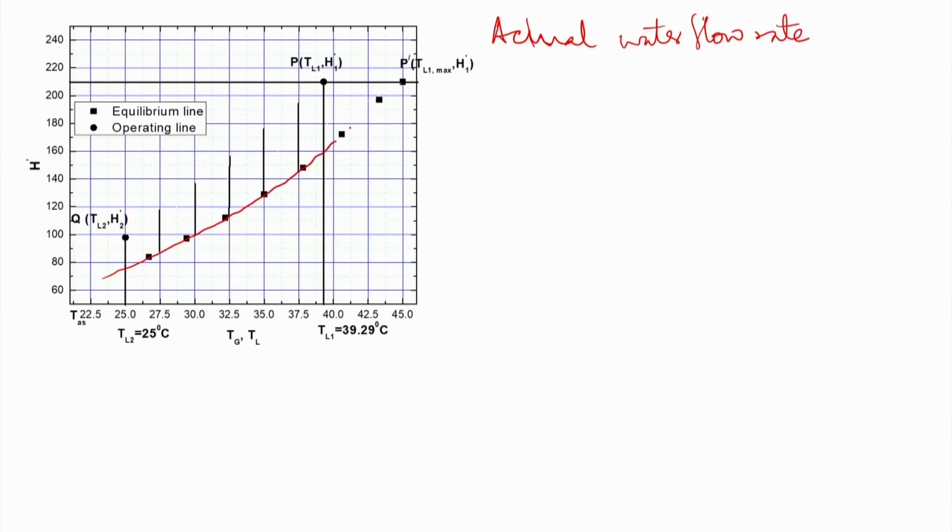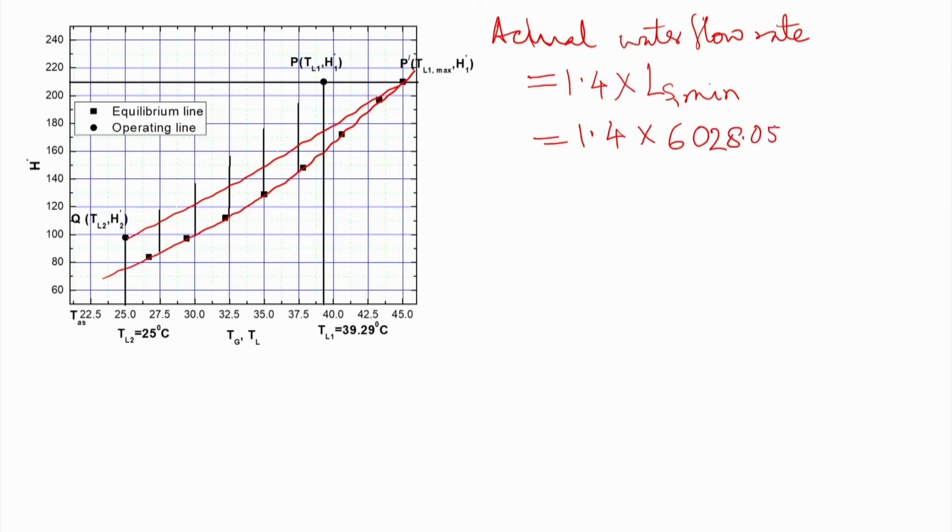Like this, again we are drawing this equilibrium line, then from here we are coming to this point P. But you see, this actual water flow rate is equal to 1.4 times this LS minimum. Okay. So, it is coming out as 1.4 into 6028.05, which is nothing but 8439.27 kg per meter square hour.